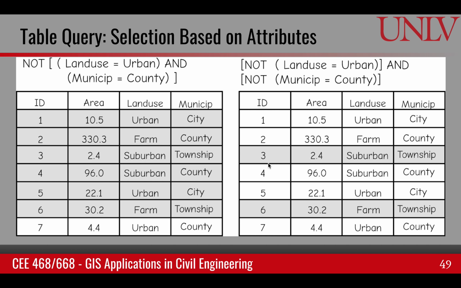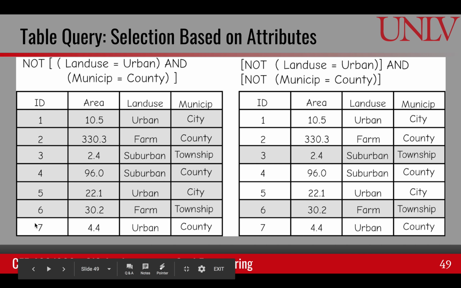Here's another example where we have a complex combination of two attributes, but then NOT is applied at the end. So land use is equal to urban and municipality is equal to county. This gives us only one row, number 7, where it's urban and county. But when we apply NOT at the end, we complement it. So all of the other rows are selected in the restrict process.